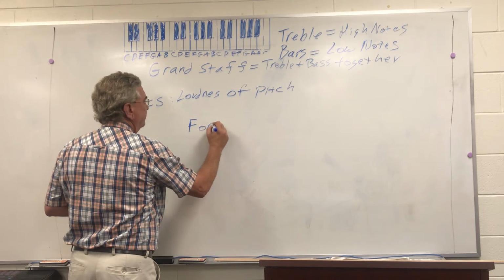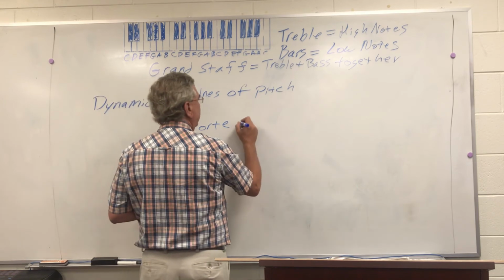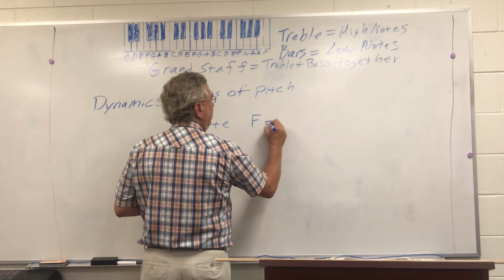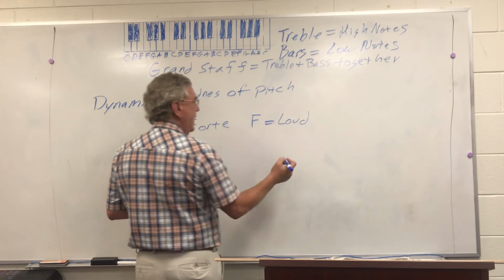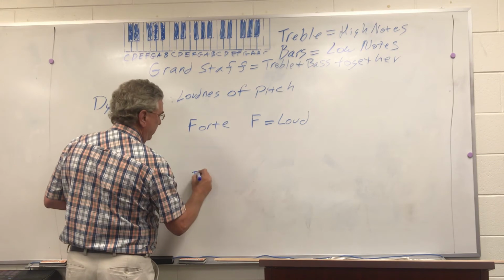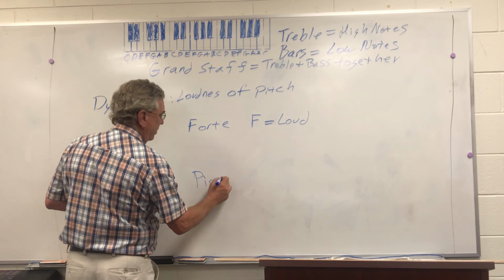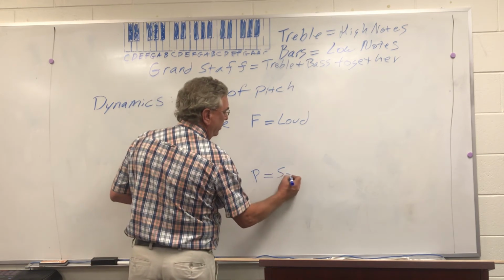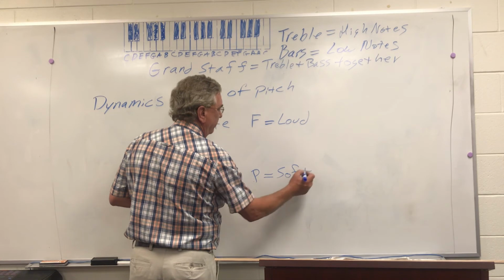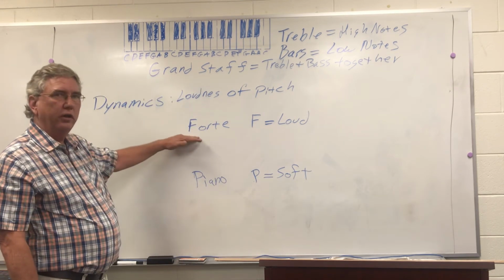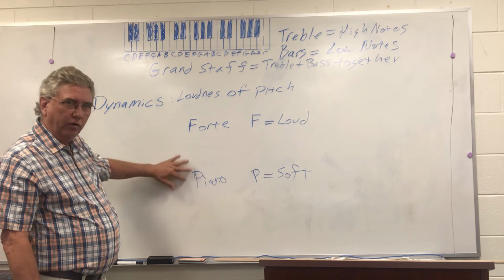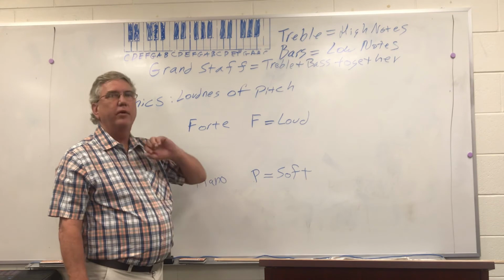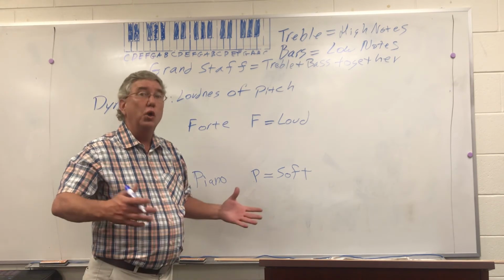Forte, represented by simply the letter F, means loud. Piano, represented by the letter P, means soft. There are varying degrees between soft and loud, but when a musician sees forte or the letter F above his notes, he knows to play that note loud.